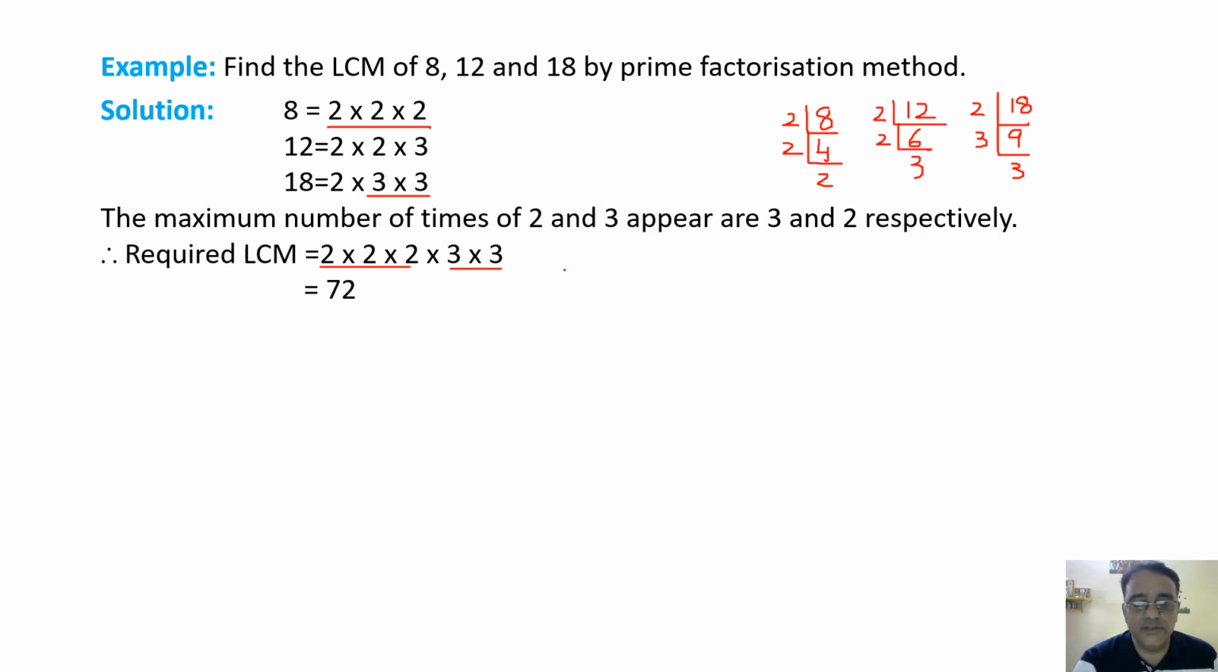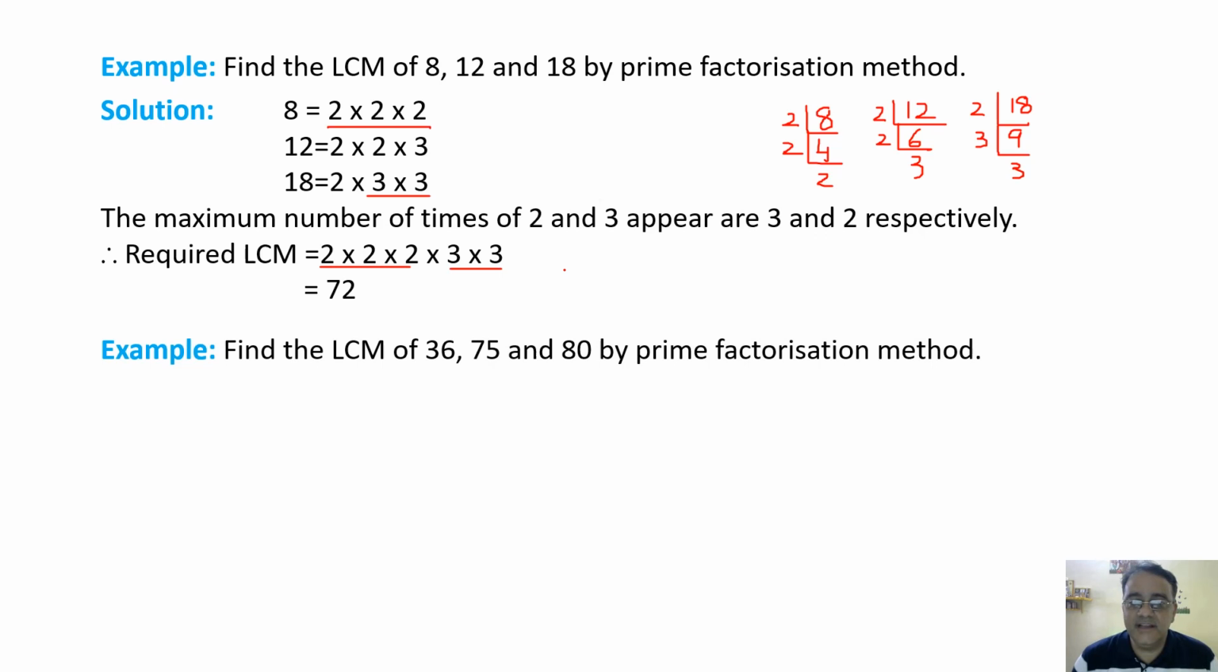Now we are moving towards one more example. Find the LCM of 36, 75 and 80 by prime factorization method. So what do we have to find? First, prime factorization. So let's start with 36. We'll start with 36 divided by 2, 18. Right. Divided by 2 again, 9. So divided by 3, 3. Stop. So this is 36.